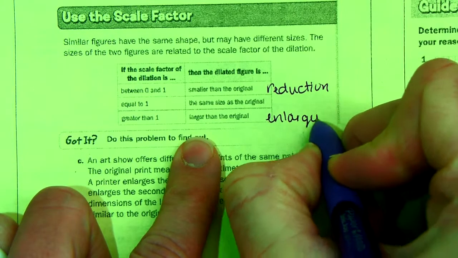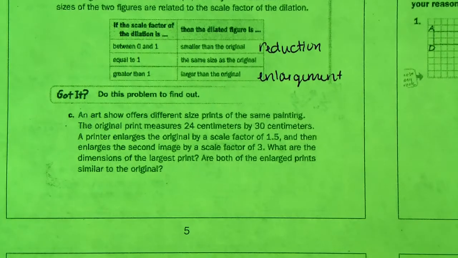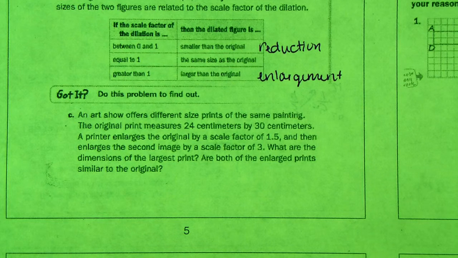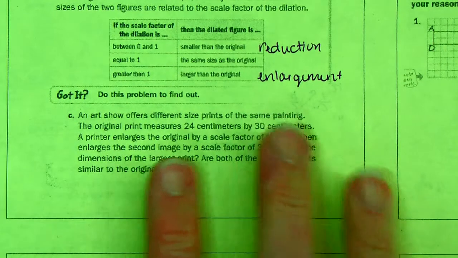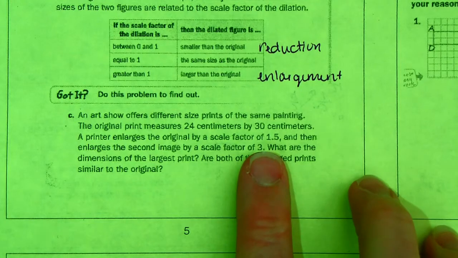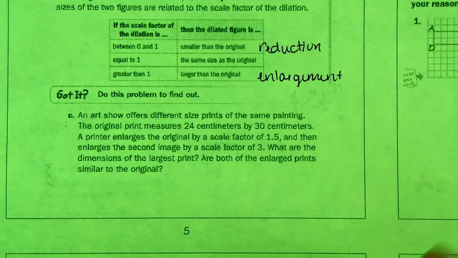It says, an art show, we've got different size prints of the same painting. The original print measured 24 by 30, and the printer enlarges it so that it's a scale factor of 1.5. So notice it's greater than 1, it's going to be bigger. And then they take the second image and enlarge it again, this time by a scale factor of 3. What are the dimensions?